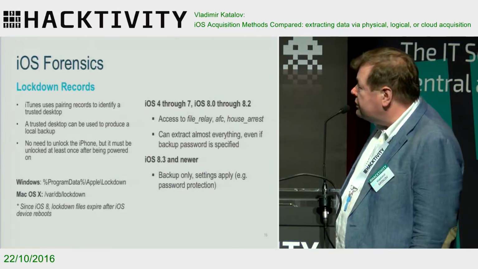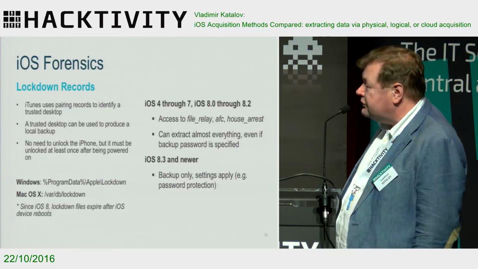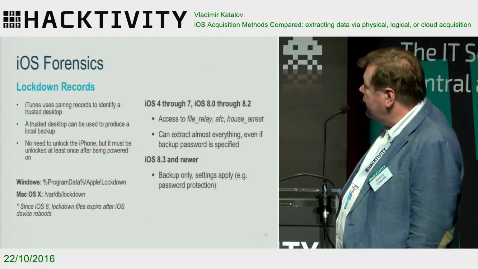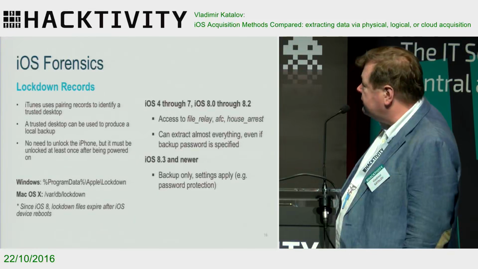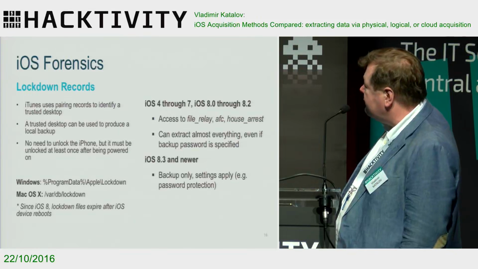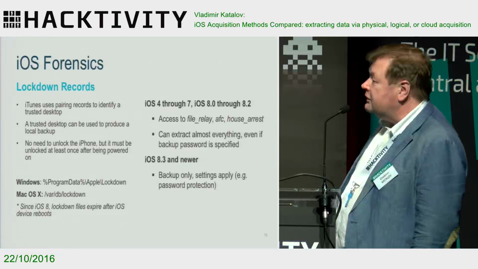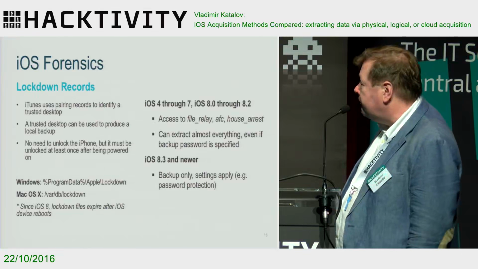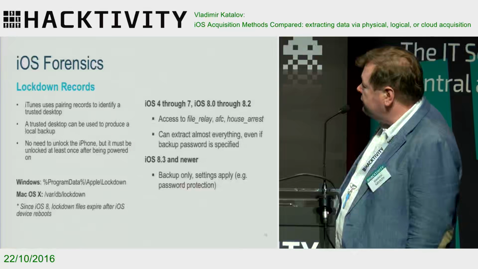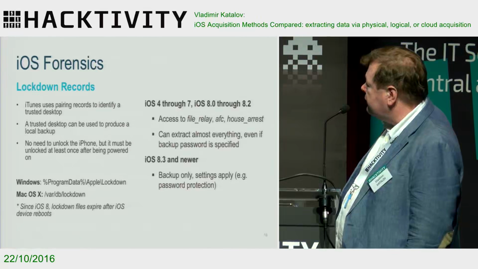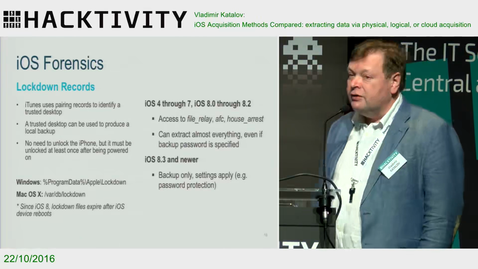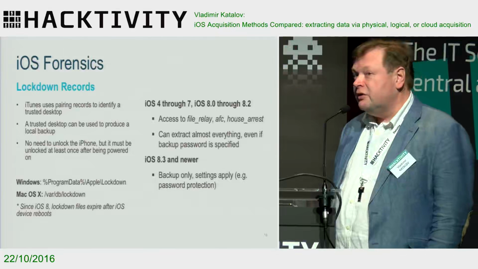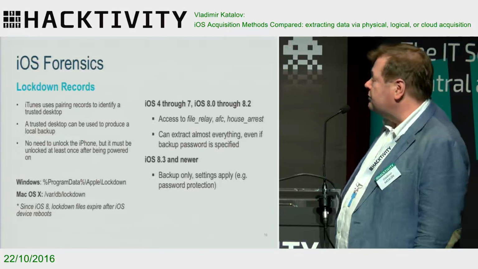And what else can you do with those lockdown records? You can not just create a backup, but for some older versions of iOS, up to iOS 8.3, you can access other special system services running on the operating system, like file relay, AFC, and house arrest, and get even more information from the iPhone than the backup service returns. Starting from iOS 8.3, the only thing you can get using the lockdown record is the backup itself, and there is still no way to fool the passcode protection. If a password is set on the backup, all you can get is a password protected backup.